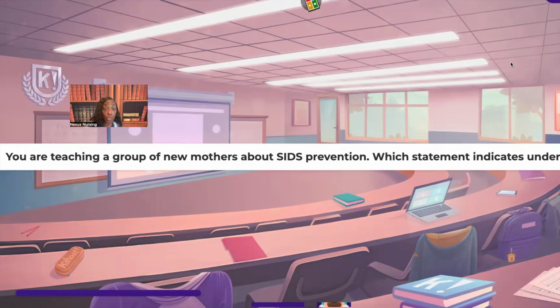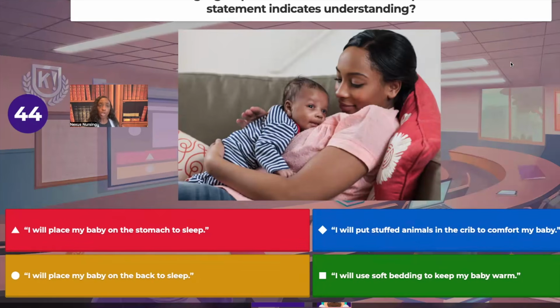Okay, you're teaching a group of mothers about SIDS, sudden infant death syndrome. So you're teaching a group of new mothers about SIDS prevention. Which statement indicates understanding? I will place my baby on the stomach to sleep. I will put stuffed animals in the crib for comfort for my baby. I'll place my baby on the back to sleep. I will use soft bedding to keep my baby warm.